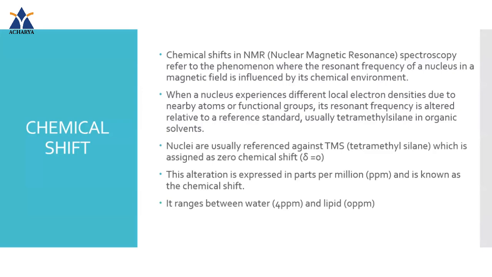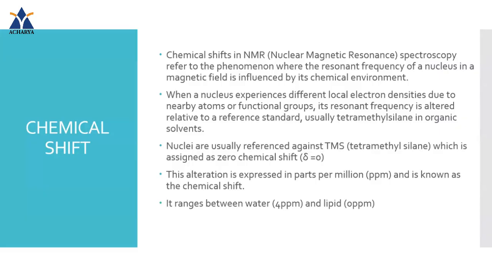So when the nucleus experiences different local electron density due to the nearby atoms or functional group, its resonant frequency is altered. And this resonant frequency is compared with the reference standard for chemical shift, that we use tetramethylsilane. It is an organic solvent and it is used as a reference molecule. And we assigned the chemical shift for TMS as 0. So the chemical shifts of all other metabolites, for example, NAA, creatine, choline, will be compared with the reference TMS molecule.